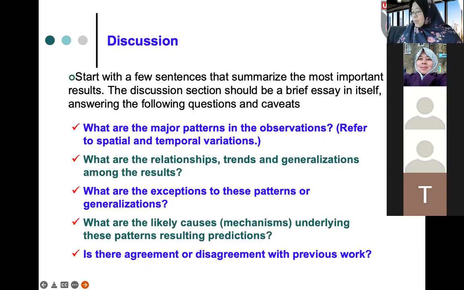So that's what I mean when you talk about the discussion or the organization of the thesis. The organization of the thesis is very important, because if it is not well organized, it's very difficult for the reader to understand. Okay. So in the discussion, very important.